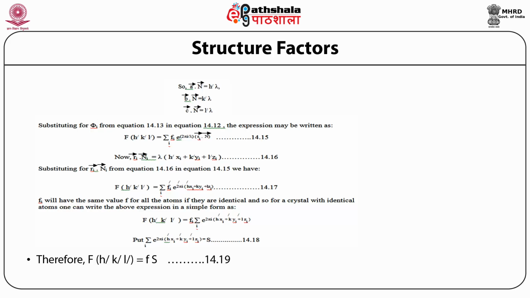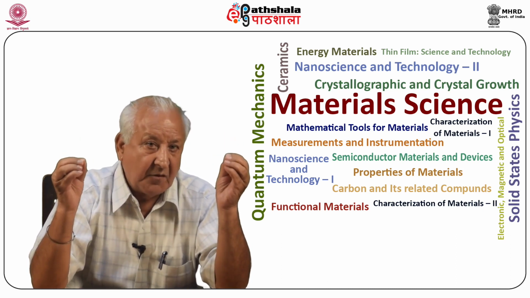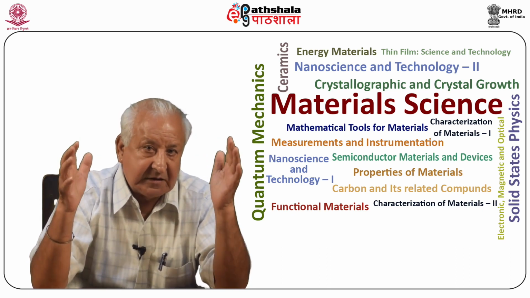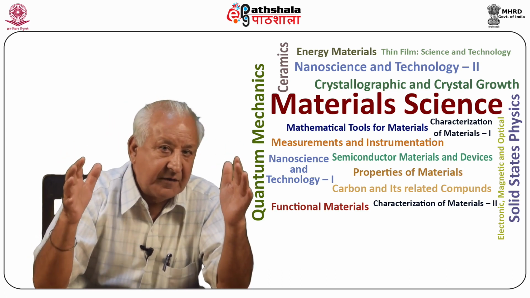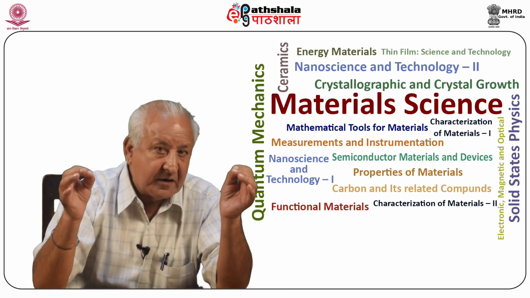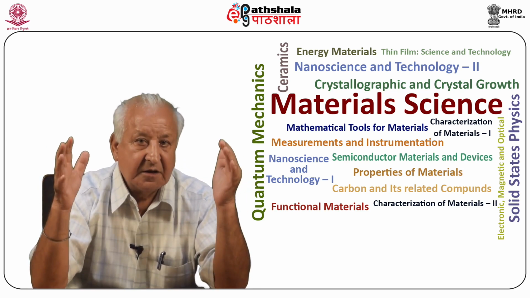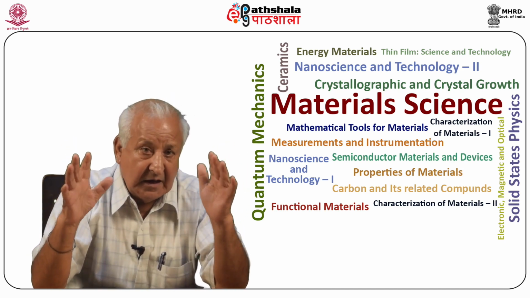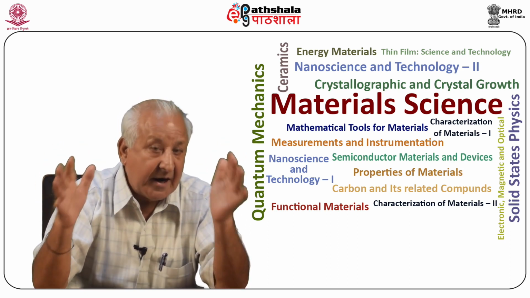Expression number 14.19, which stands for the total scattered amplitude, is thus given by the product of the atomic scattering factor small f and a factor capital S, which is defined by equation 14.18. Capital S depends on the geometrical arrangement of atoms within the unit cell and is called the geometrical structure factor. Expression 14.17 is a general form and applies for crystals where all atoms are not identical.